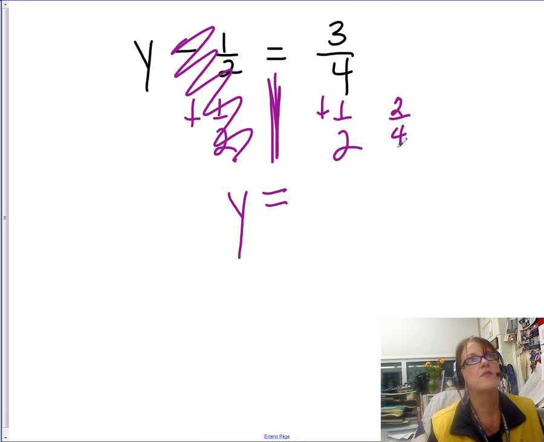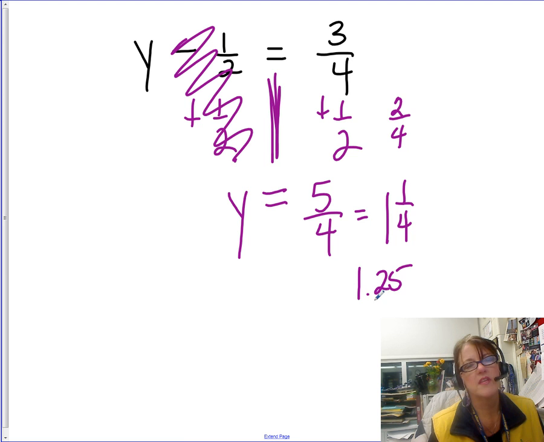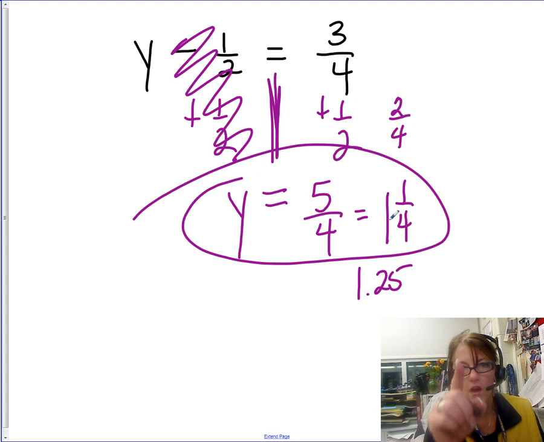This is the same as 2/4, so then when I add these, I get 5/4, which is the same as 1 1/4. Oh, for you decimal people, that's 1 25/100, but come on. Fractions are our friends.